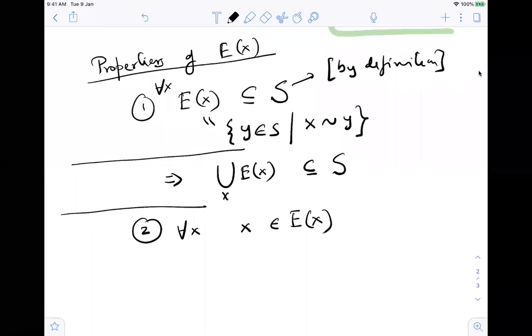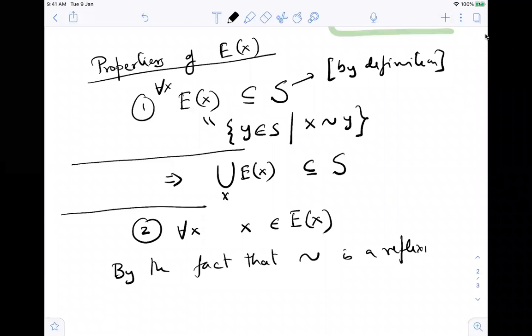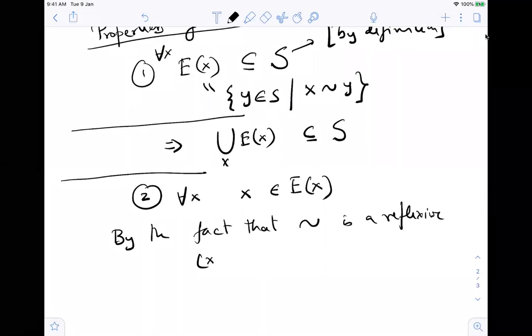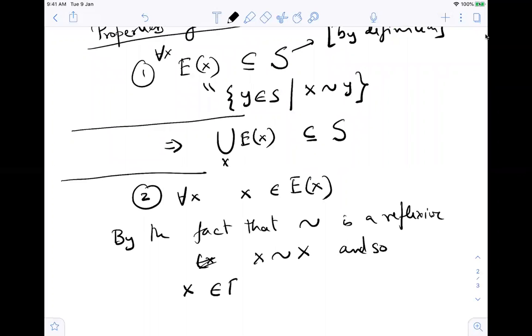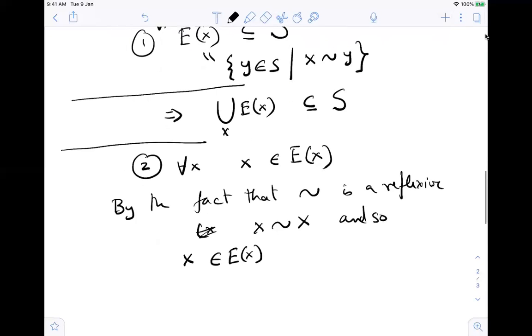So why is this statement true? Can somebody say why? Because it's a reflexive relation. Why is it reflexive? Because by definition, it's an equivalence relation. An equivalence relation better be reflexive, right? X is related to X, and therefore X is an element of E of X, right?